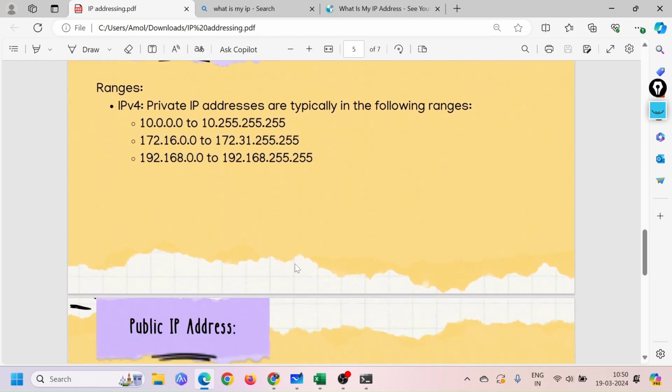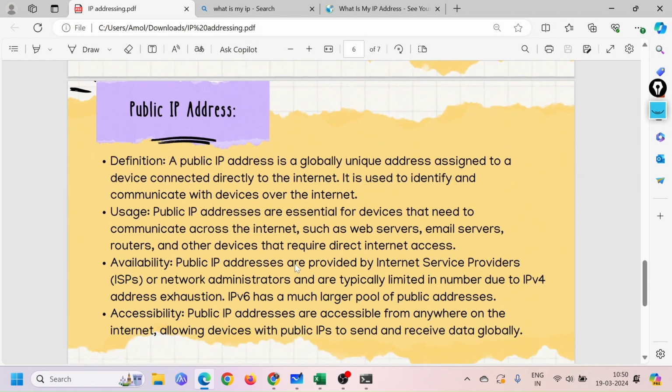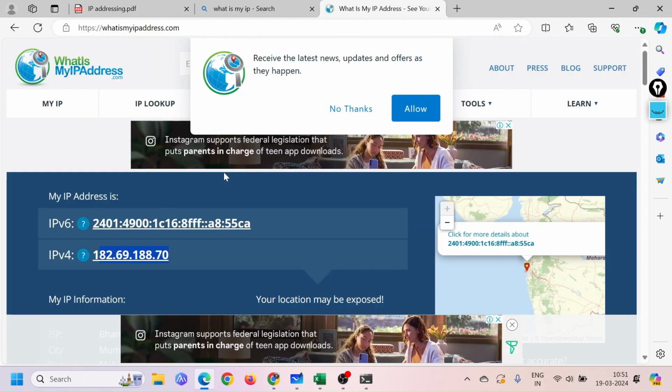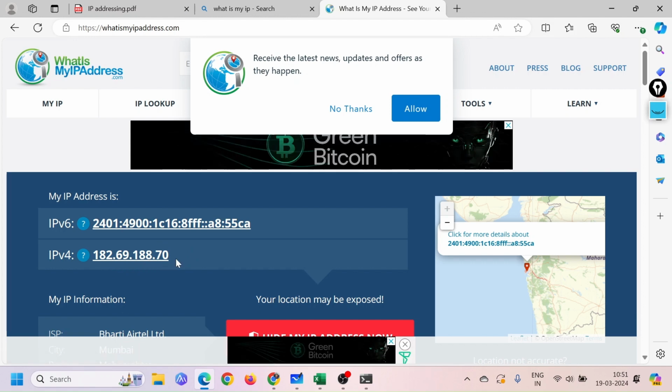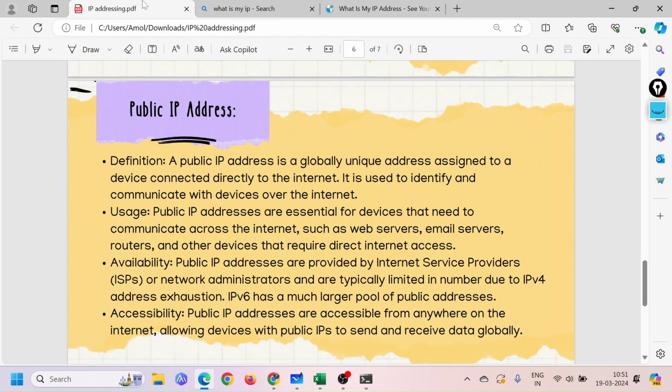Great. Now the next thing we have to discuss is the public IP. A public IP is basically a globally unique address. So when I say today I have got this IP, 182.69.188.70, for today this IP is unique. I have just received this IP. Nobody in the world will have the same IP. So it is a unique address assigned to my device. It is used to identify and communicate with the device over the internet.